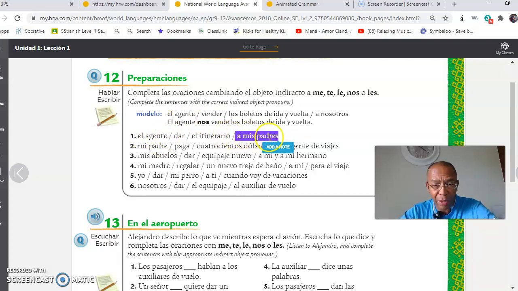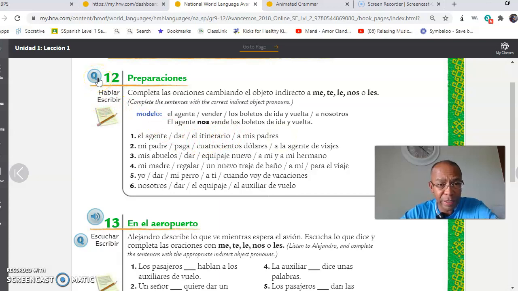So a mis padres, you have to determine if it's singular or plural. Mis padres. Yes, it's plural. So it should be either le or les. Which one? It's more than one, remember? Correct. It's les. This one right here. See it? So this is the one that you're going to replace. You're going to put that before the conjugated verb, right? So you will say, el agente les, because they are receiving this, les da el itinerario a mis padres. Okay? So that's what you have to do here.